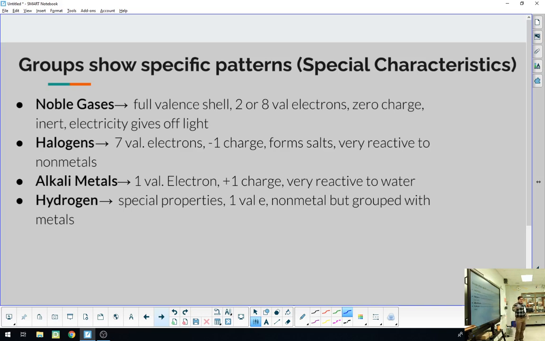Halogens, way right side, all have 7 valence electrons. They have a -1 charge. They love to form salt. So almost every salt you find in the world, table salt, road salt, a couple other salts, Epsom salt, are using the halogens. So almost any salt you find in the world will be in that column.